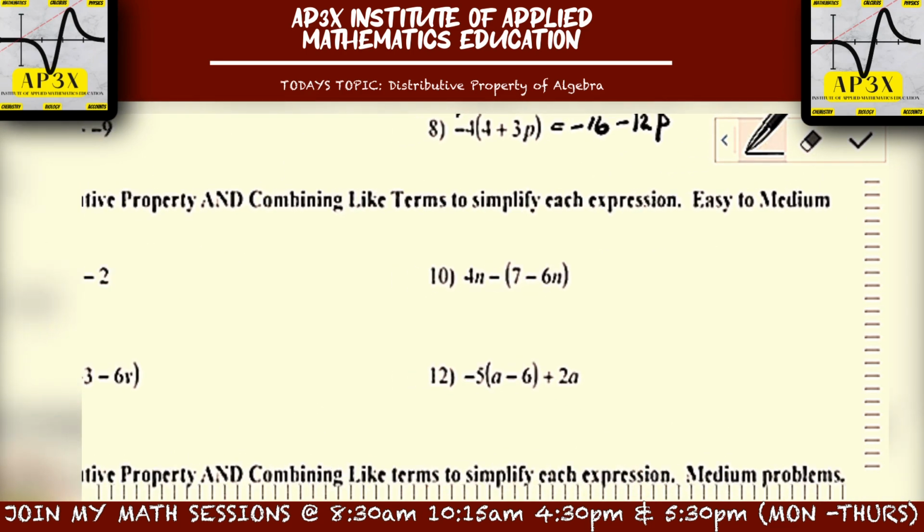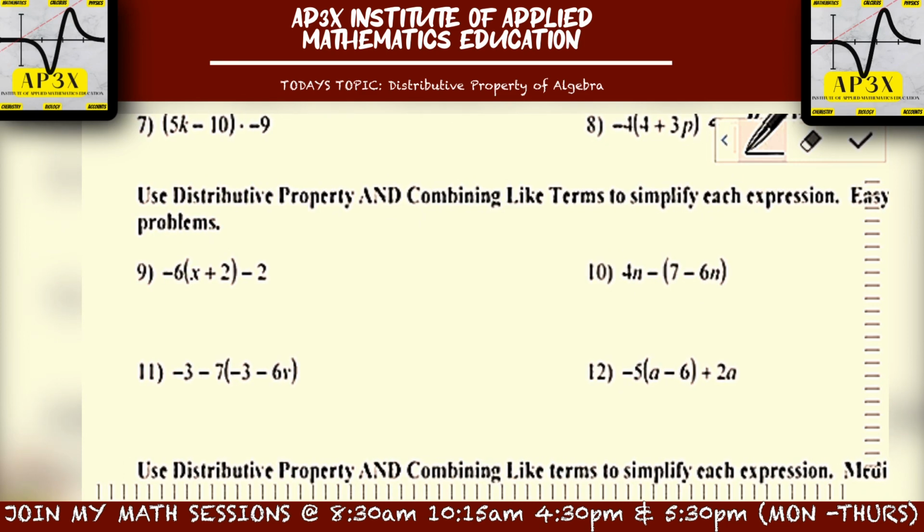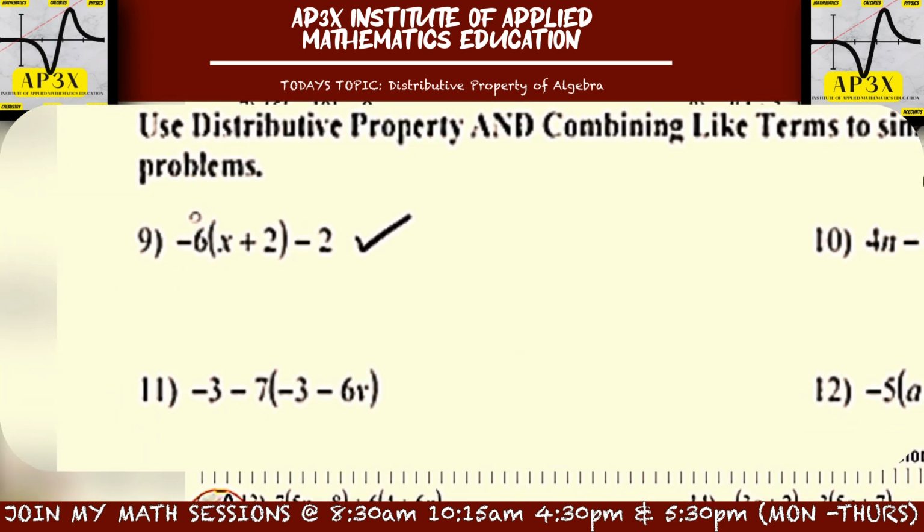Let's move on to some easy to medium questions again. Now I'm going to be starting off with this particular question here. All right, and so what you're looking at here is us distributing the minus 6. So what we have here is minus 6 times x is minus 6x, and minus 6 multiplied by 2 is minus 12. Take away minus 2.